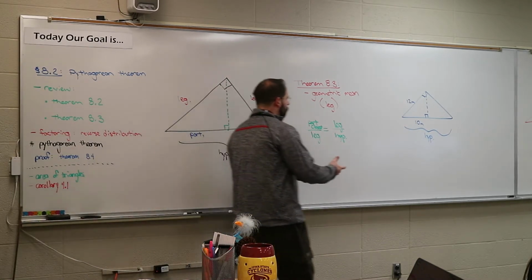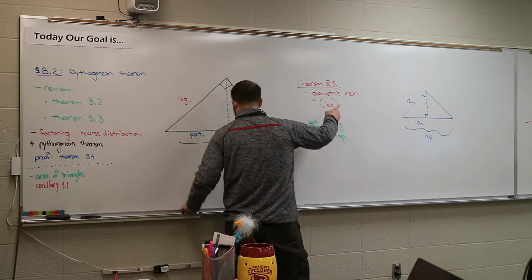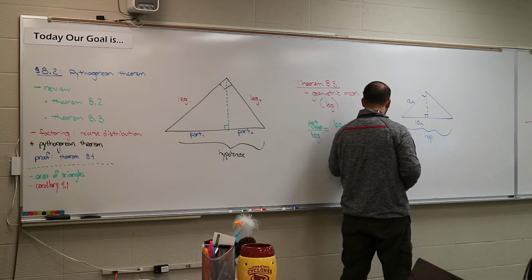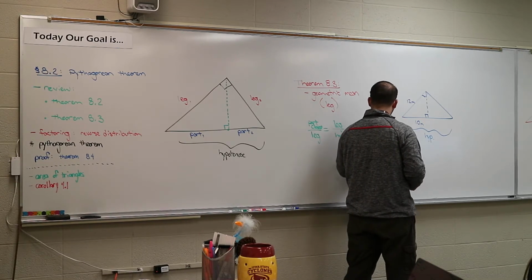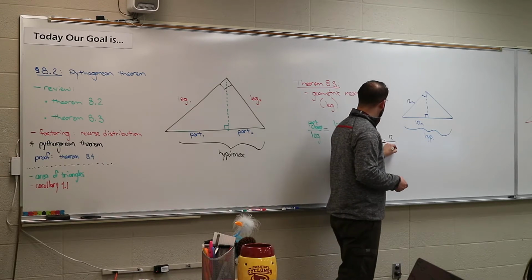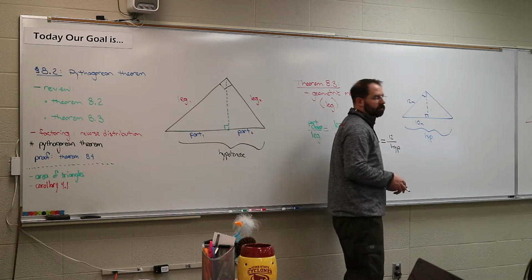So the numbers I have on this picture, I have the 10 and the 12. Well, the 12 is the leg. So that would go here and here. That's where you put the leg. The part closest to the leg is the 10, and the full hypotenuse is the one number I don't have. That's the number I'm trying to find.